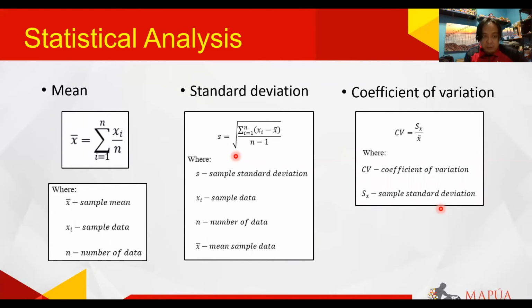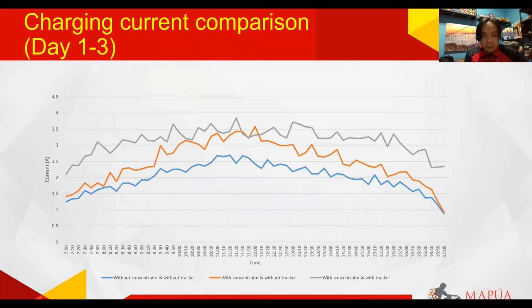Okay, so this is the results and discussion. We have 3 cases. The first case is without concentrator and without tracker. Second is with concentrator without tracker. And the third case is with both concentrator and tracker. As you can see from the charging current versus time, the third case, with concentrator and tracker, yields the best results.